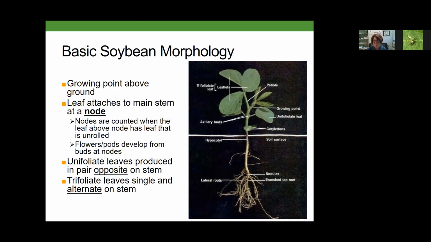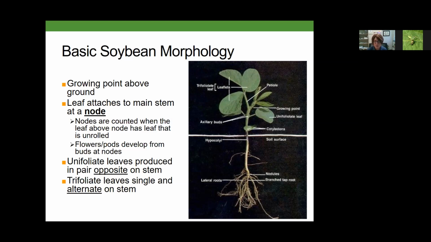Soybeans produce different types of leaves. When the hypocotyl pushes those little cotyledons out of the ground, the next set of leaves is actually a pair of single leaves, or unifoliate leaves. That's going to be the first actual true leaves and the first node of that plant. After that, it will produce trifoliates, which are 3-leaflet leaves, produced singly, and they alternate up that stem. Where the true leaves attach to the stem is an area called a node.